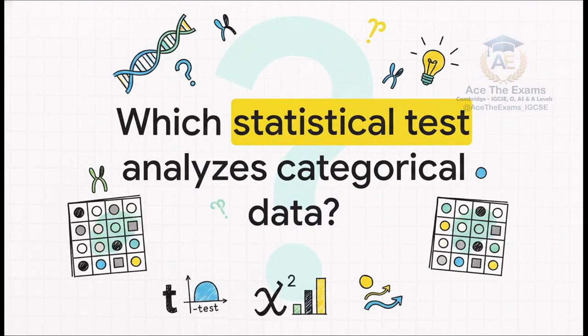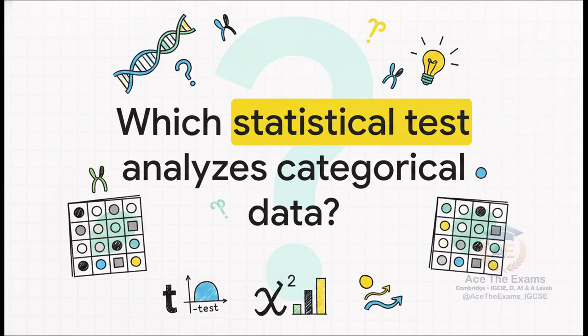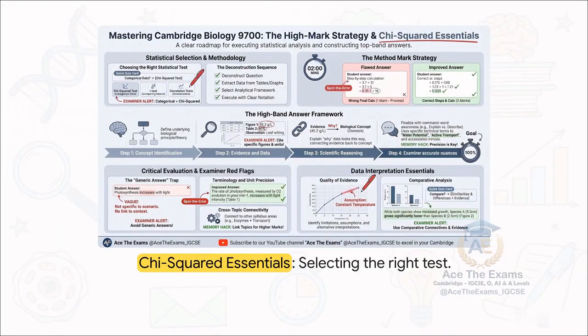Let's put your brand new examiner mindset to the test right now. I want you to pause this explainer for just a second. Try to predict exactly which statistical test you would use if an exam question handed you categorical data, like counting frequencies of different phenotypes in a genetics cross. Think about it. Are we talking about a t-test, a chi-squared test, or a correlation test? Okay, if you guessed the chi-squared test, you are absolutely right. Hit the nail on the head.